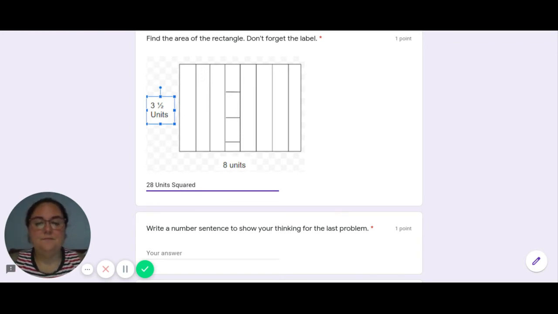You also could have written square units. And I even had somebody that did that, units with a 2, and I will take that as this answer, absolutely. But from now on, if you don't have that label, it will be wrong, even if your answer is correct. I think I gave you credit today.